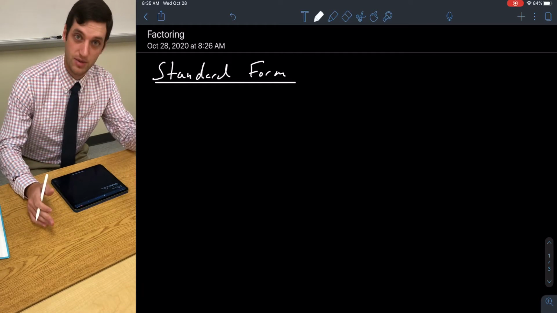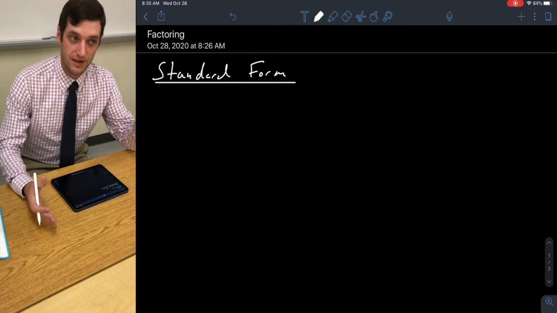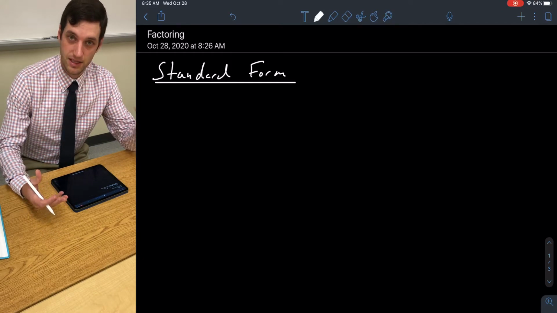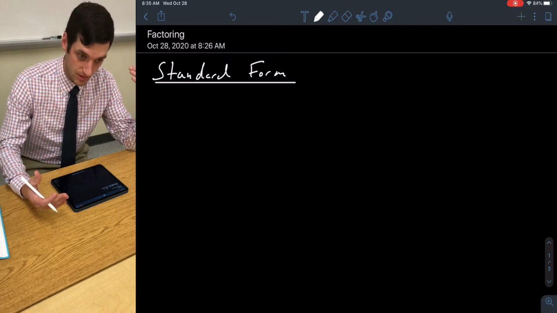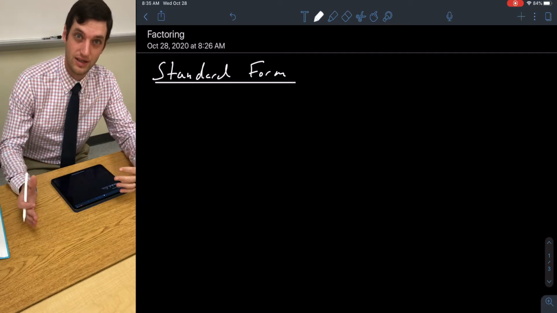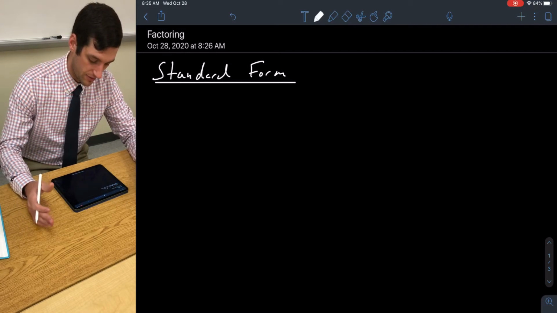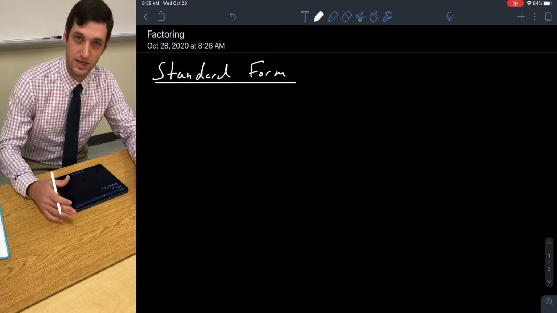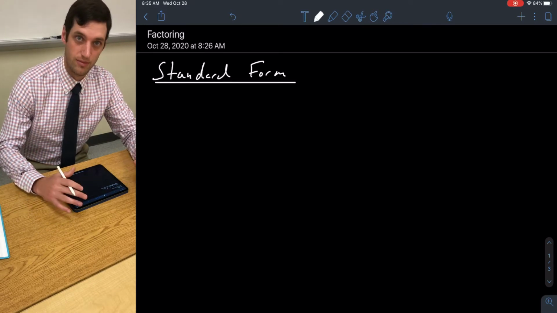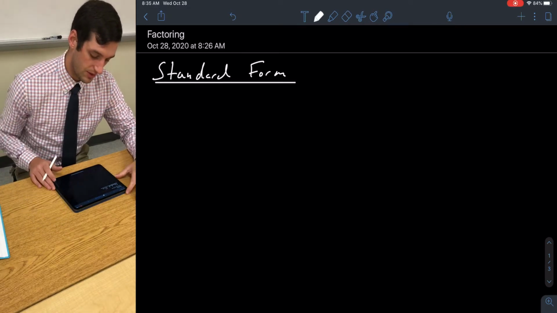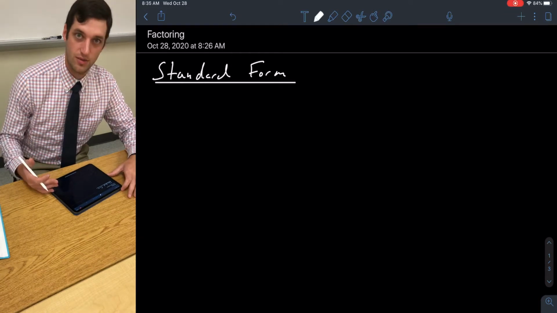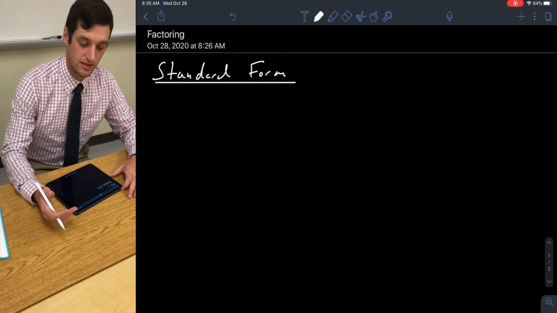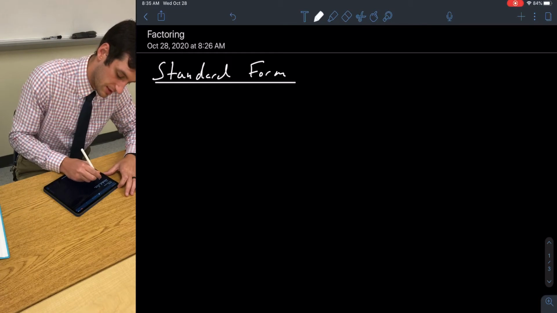All right, so today we're going to be going over factoring. Factoring is going to really come in handy later on in the class. But for right now, we just need to understand what it is and how to perform the action. So we're going to be talking about standard form of trinomials today. Standard form of trinomials looks like this.